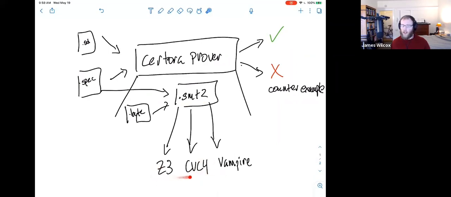These guys don't know anything about Solidity or EVM, right? They just know how to do logic problems. So we compile our problem into a logic problem, and then they tell us the answers. They either tell us that the logical formula is guaranteed to be true, or they give us a counterexample. And then we have to do this back translation step. We take the logic counterexample and translate it backwards from logic into programming speak so that you can at least read it in the reports.